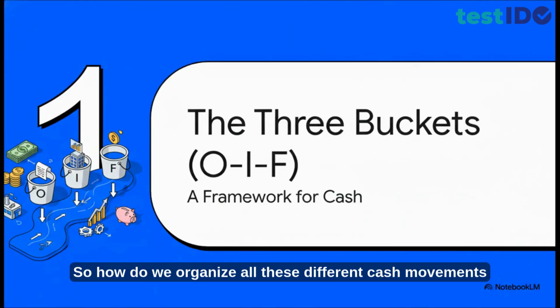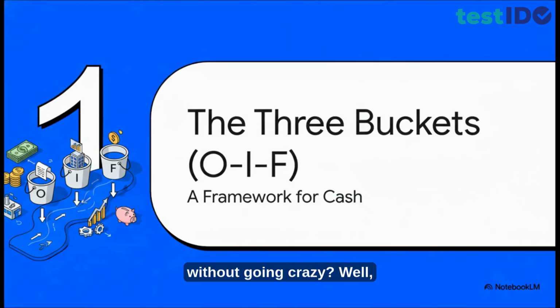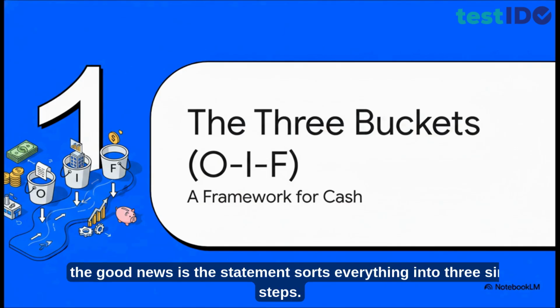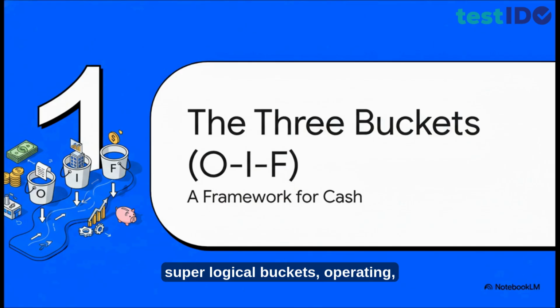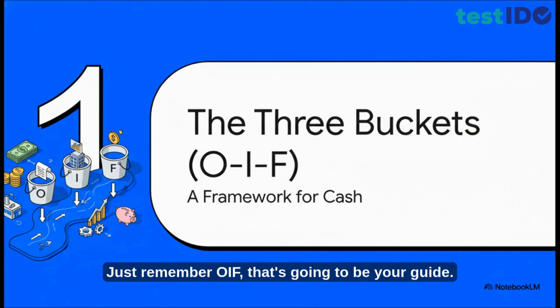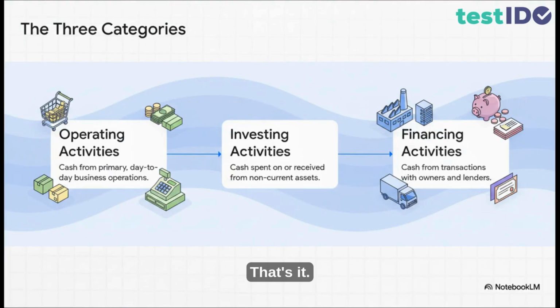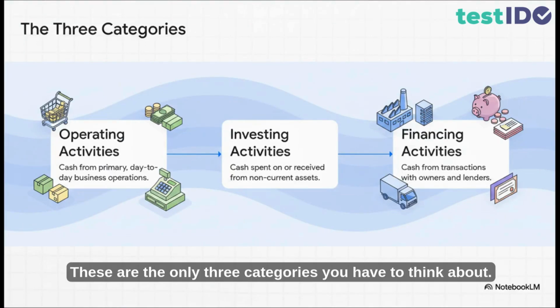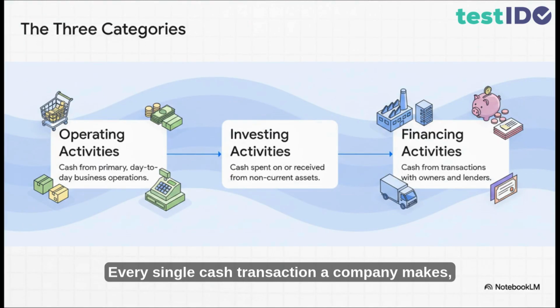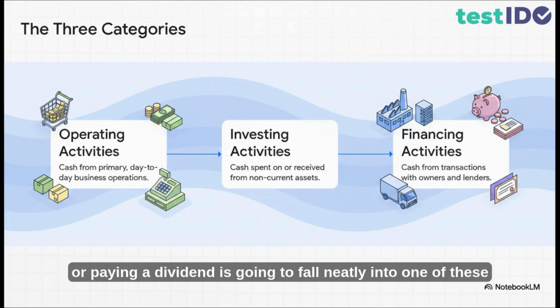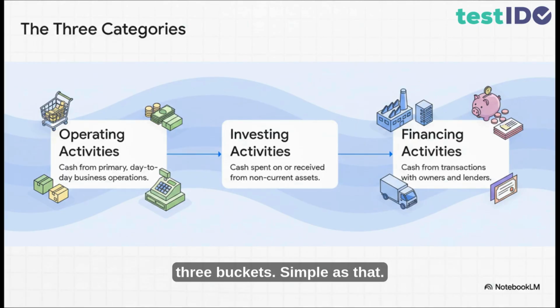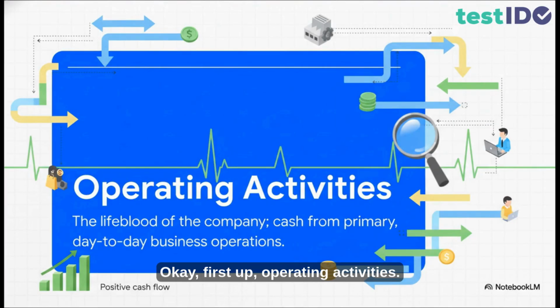So how do we organize all these different cash movements without going crazy? Well, the good news is the statement sorts everything into three simple, super logical buckets: operating, investing, and financing. Just remember OIF. That's going to be your guide. These are the only three categories you have to think about. Every single cash transaction a company makes, whether it's selling a widget, buying a new building, or paying a dividend, is going to fall neatly into one of these three buckets. Simple as that.